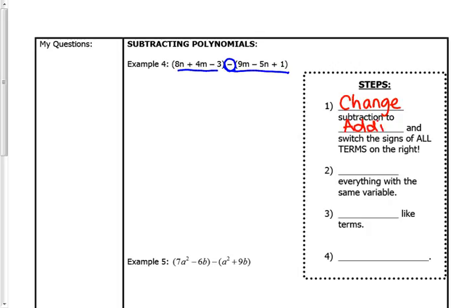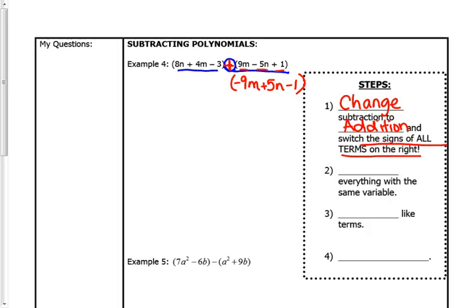So I can actually change subtraction, change the minus sign to a plus sign. But when I do that, I'm going to actually have to wind up switching the signs of all the terms on the right. So math is all about balancing, right? So what you do to one, you must do to the other. So what winds up happening is, because I'm changing this to a plus sign, I also have to change the signs of each of these numbers here on the right. So this positive 9m is actually going to be switched to a negative 9m. This negative 5n is getting switched to a positive 5n. And this positive 1 gets switched to a negative 1.